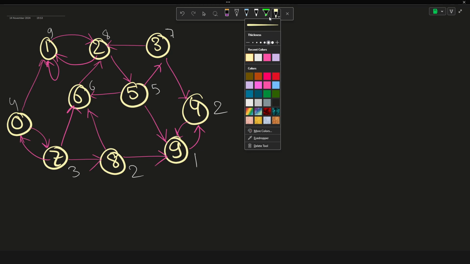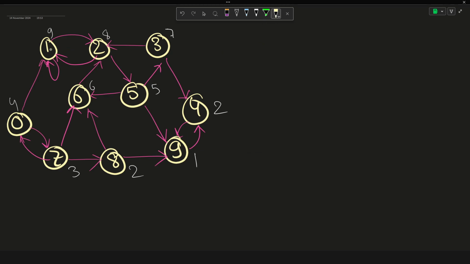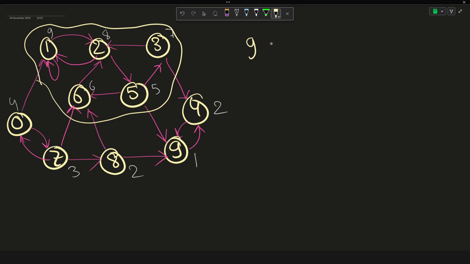If we start from the first room, we can go to the second, from the second we can go to the fifth, from the fifth to the sixth, then from the sixth to the 2, and then from 2 we come back to 5, then from 5 we go to 3. So if we start from the first room, in total we would be able to visit at least this many nodes, right? The total number of coins collected in this case would be 9 plus 8 plus 7 plus 6 plus 5, right?